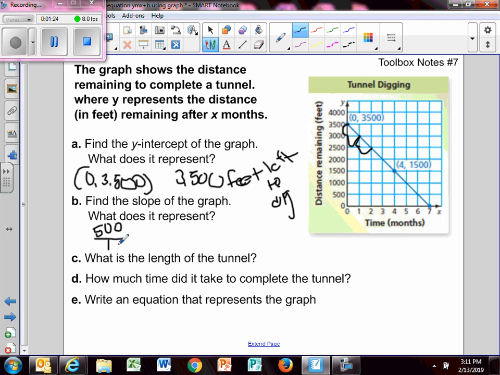You could have also found that by doing 3,500 minus the 1,500, so your change in y over your change in x, which would be 0 minus 4. You know you're going down, so it's going to be a negative slope. So I'm going to add that on there right away, negative 500. And the slope represents that you are digging at a rate of 500 feet per month.